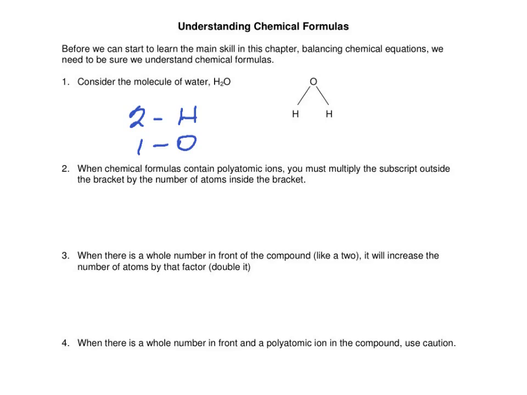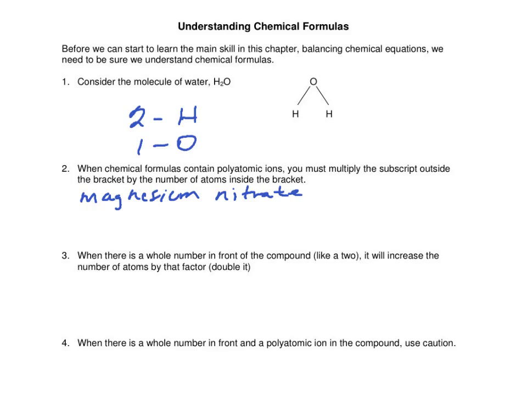Number two, when chemical formulas contain polyatomic ions, you must multiply the subscript outside the bracket by the number of atoms inside the bracket. Let's just say you were told to write a chemical formula for magnesium nitrate. So you go through all your steps. Magnesium nitrate.